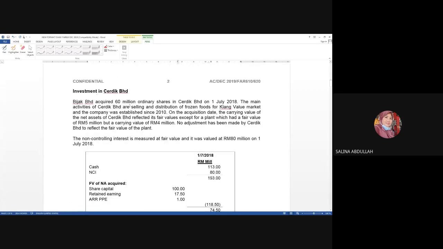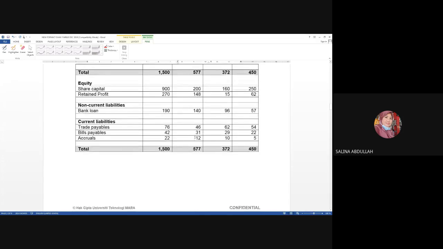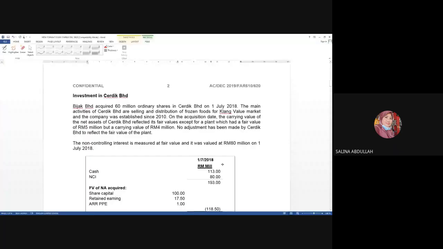Holding acquired 60 million. The percentage is not given here in S1 or S2, so you will need to identify the total amount of ordinary share capital of S2. You can find the total amount from the statement of changes in equity. You can see here we have 100 million shares. So 60 million over 100 is 60%. So this shows that Cerdik is a subsidiary of Bijak Holding Company.